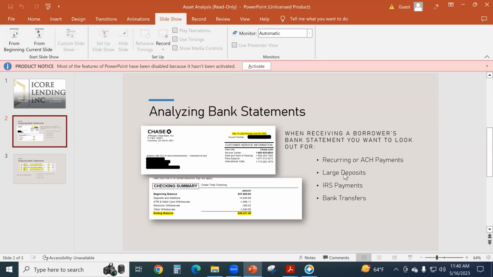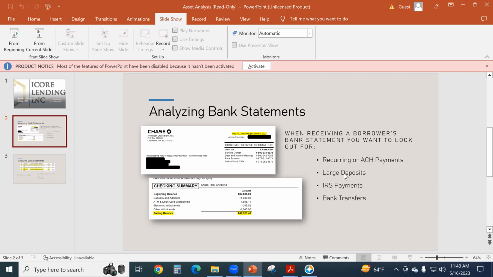Large deposits depend on the agency. Sometimes your DU will tell you exactly, I'd say your AUS, because it could be LP, what would be considered a large deposit. But anytime there's something that's 50% of their normal monthly income or normal deposits, considering we're getting more than one bank statement, that's considered a large deposit. If it's something like a large Zelle payment that's just large, you want to identify it.